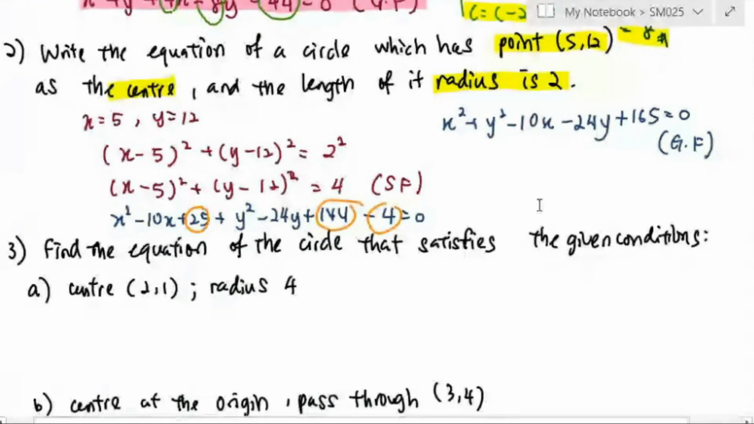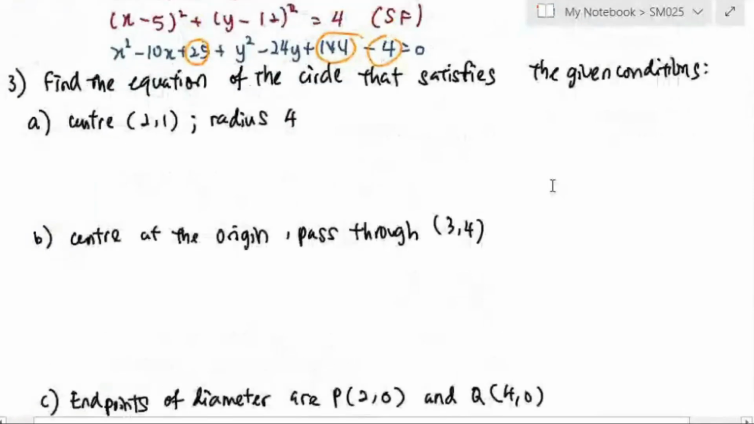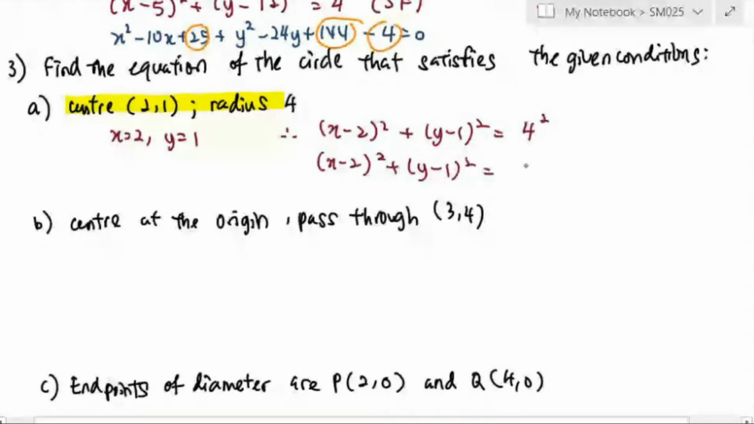We continue with number 3. Okay, all of these are finding equations. So we are given information and then see how we understand the questions. For the first question, they give you directly the center and the radius. So what is your equation here? Our equation will be, you see, x equals 2, y equals 1, means (x minus 2) squared plus (y minus 1) squared. Radius is 4 squared, so 4 squared will be 16. We just need to figure out what our radius squared is. Okay, this is our standard form.